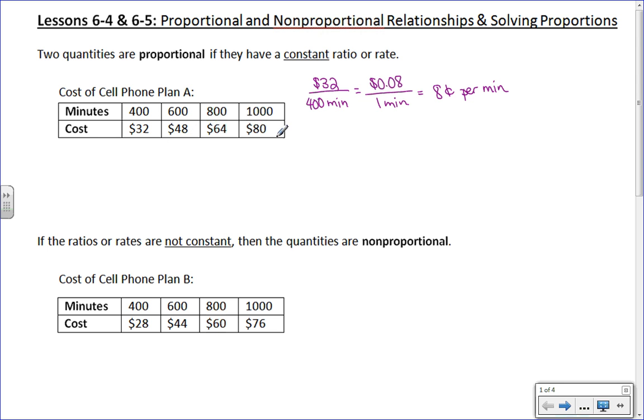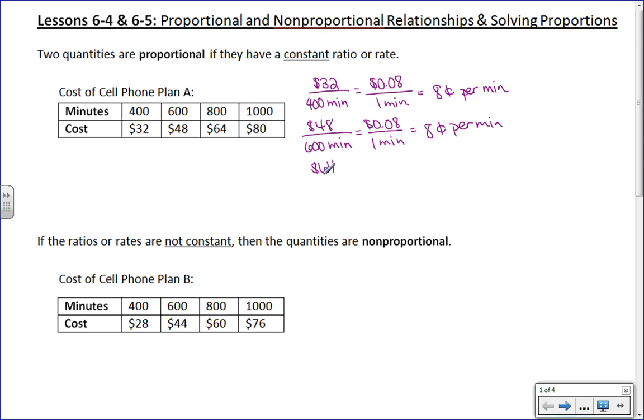Okay, let's do the same thing with the second column. So this is $48 for 600 minutes. And again, we want a denominator of 1 so that we have a unit rate and we can compare them. So this becomes 0.08 over 1 minute because we divide both of these by 600. And again, that's 8 cents per minute. So it looks pretty good so far. These have the same rate. Let's go ahead and keep checking the other two though.